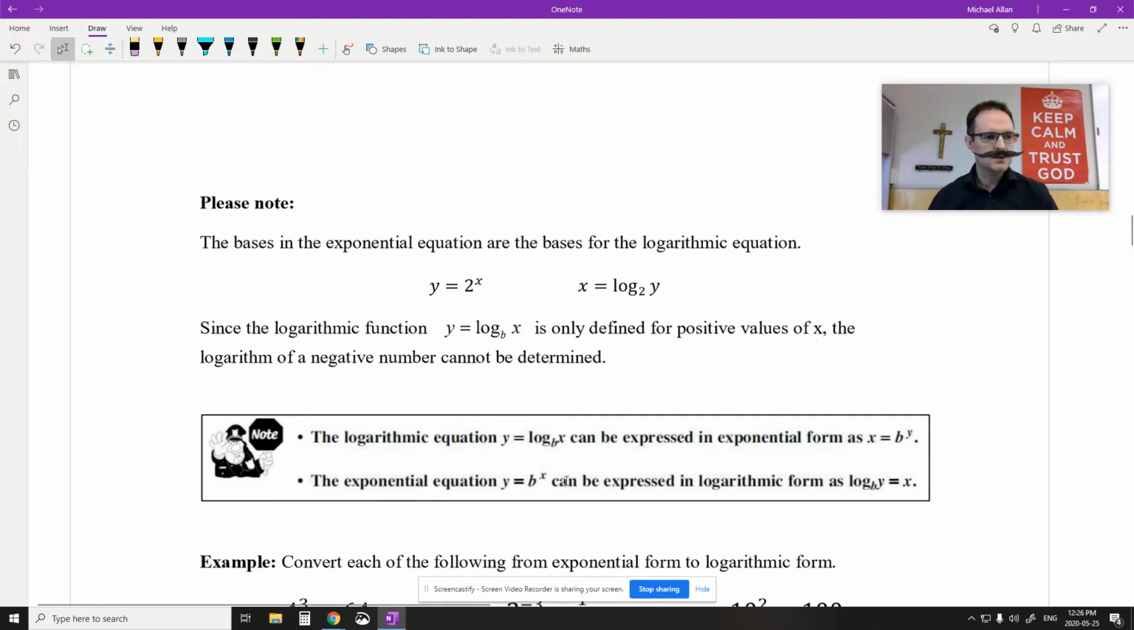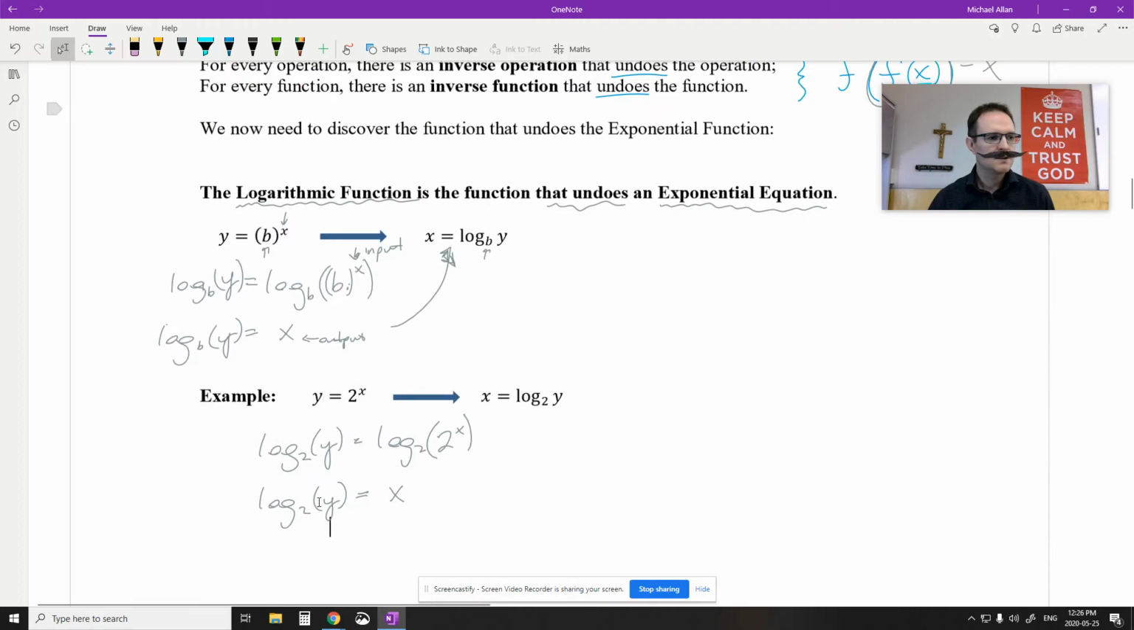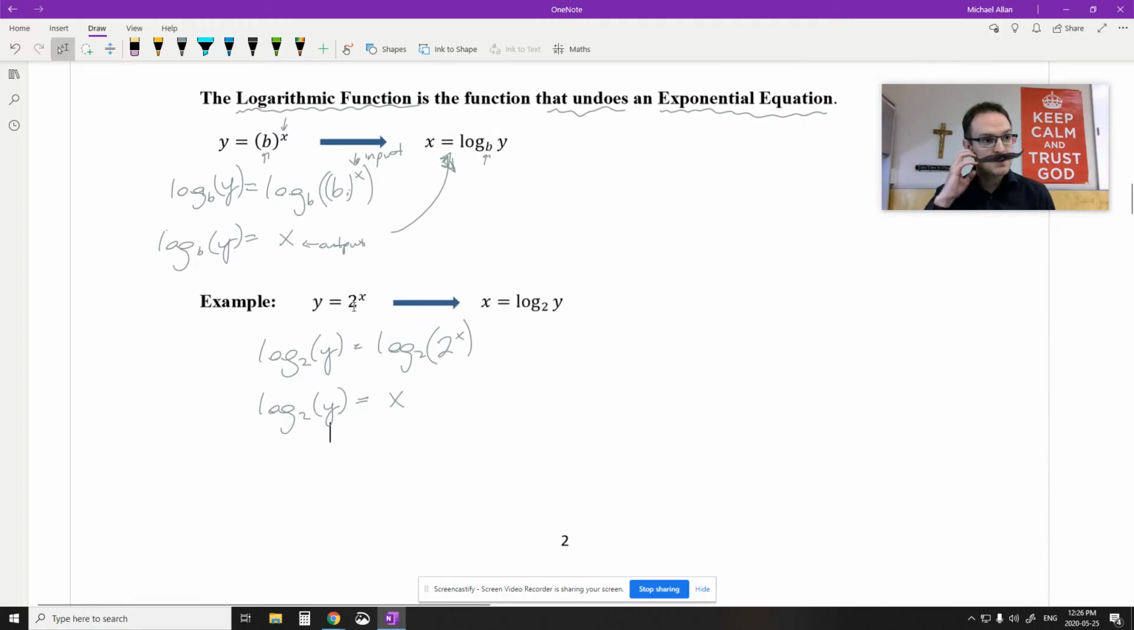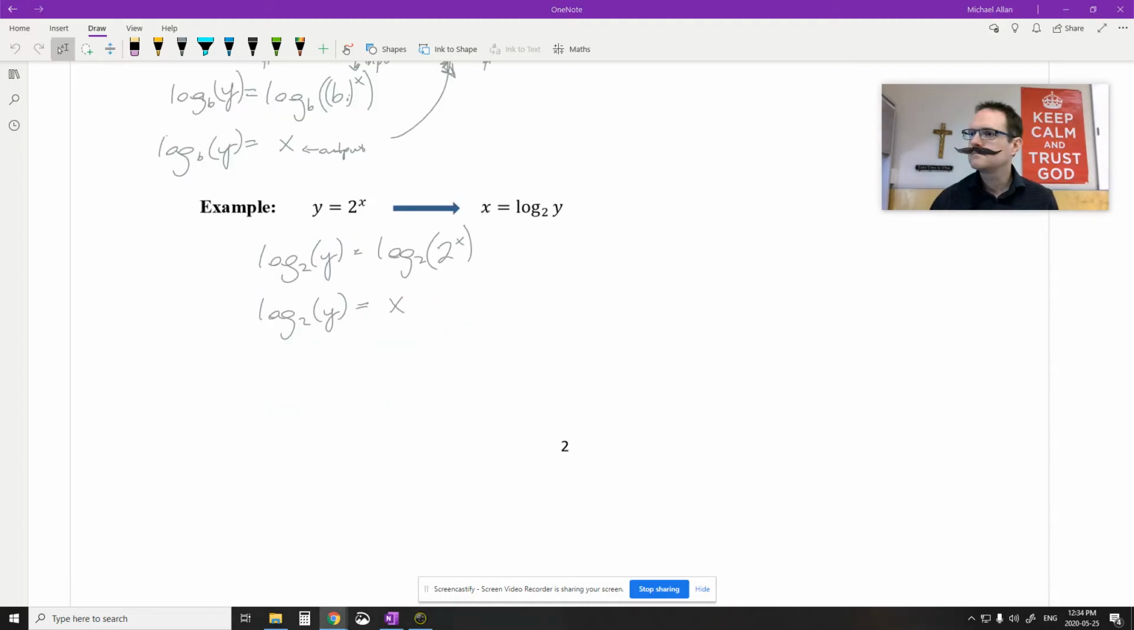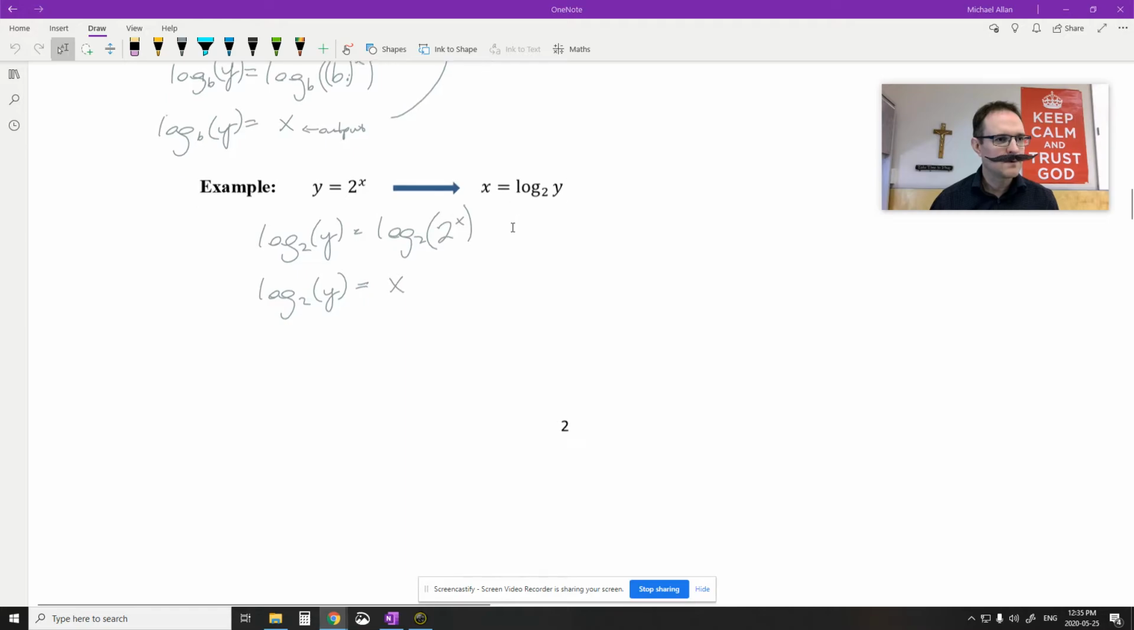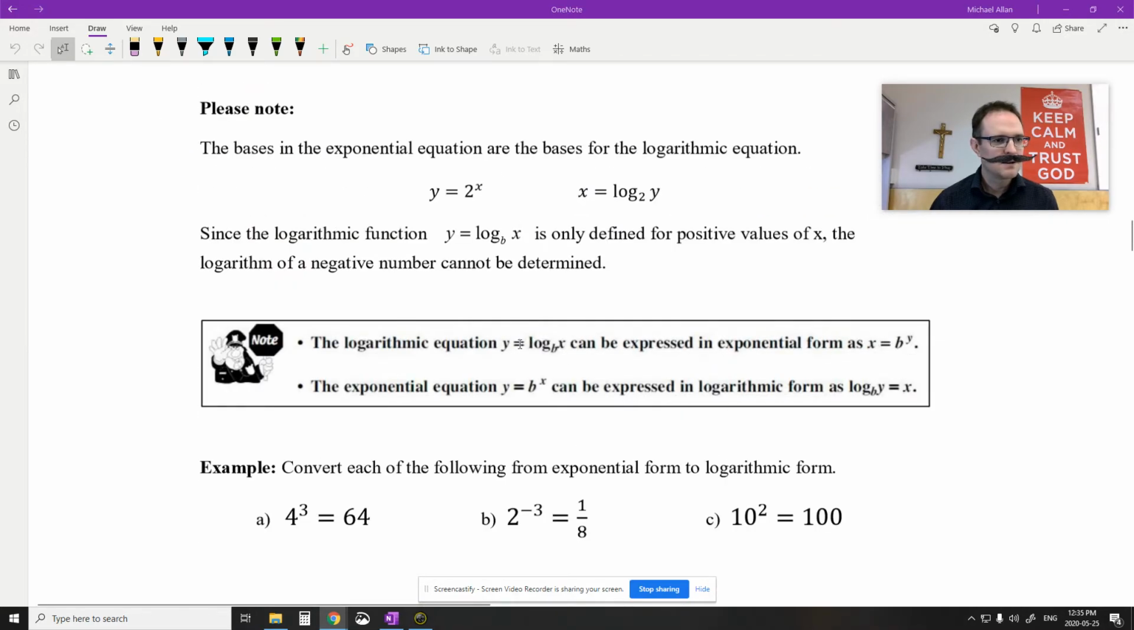And the little note here just talks about what we just talked about, how we can switch between these. So we could switch between these two pretty easily. If I have the exponential y is equal to b to the power of x, I could solve for x. I can rearrange this to get x by taking the inverse. And then I've got to go vice versa too. If I have a log, I can go back to exponential.